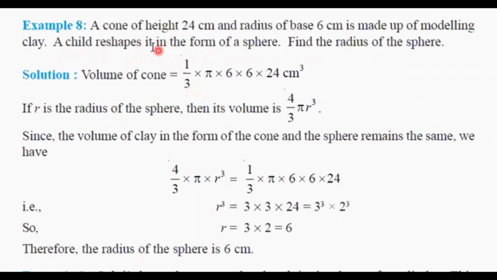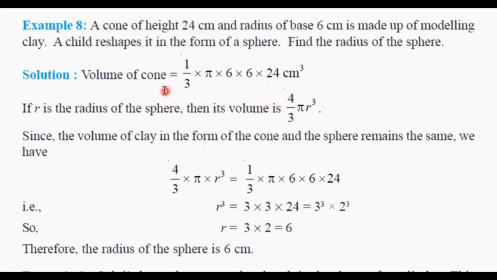That's the concept here. The measures of the cone are given, that is the height h and base radius r. The child reshaped this cone into a sphere. We want to find the radius of the sphere, so the volume of the sphere will be the same as the volume of the cone. From the given values of the cone, we can calculate its volume. That volume will be the same for the sphere. So doing some reverse step, we can calculate the radius of the sphere.